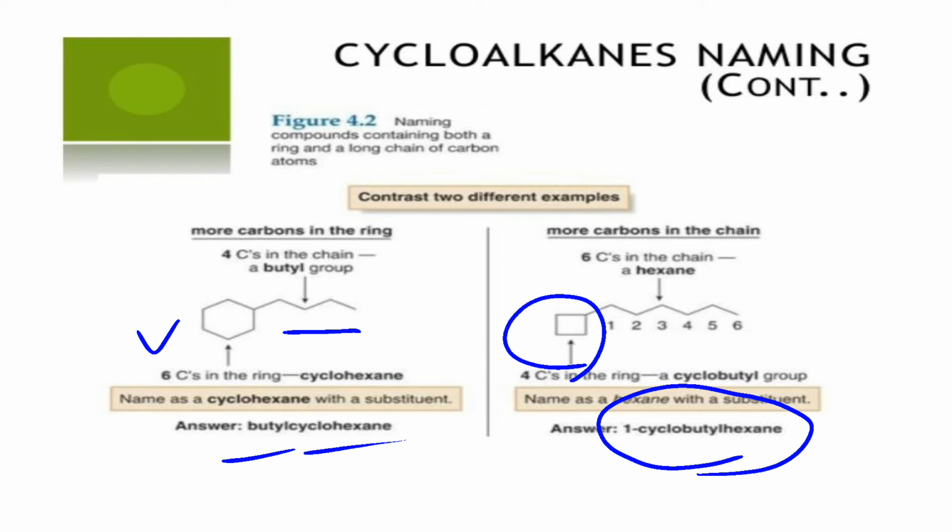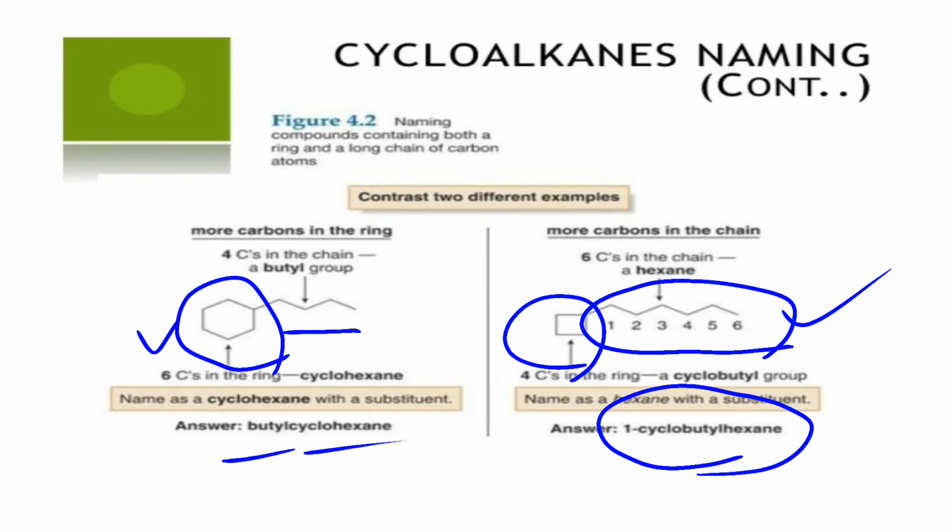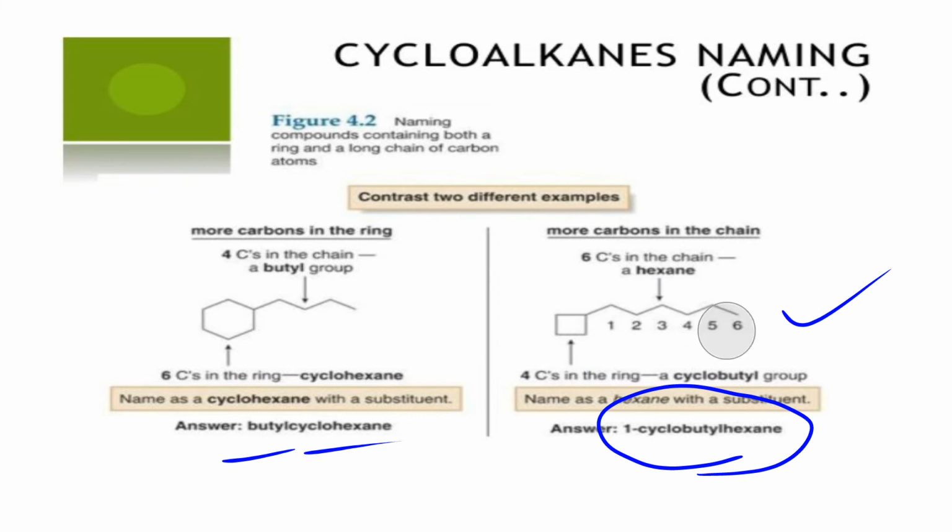These are the two different examples. When the longest chain has more carbons, that is the parent compound. But when the cyclohexane has more carbon atoms, the cyclohexane group is the parent compound rather than the butyl group.